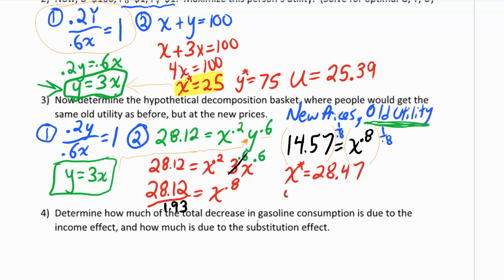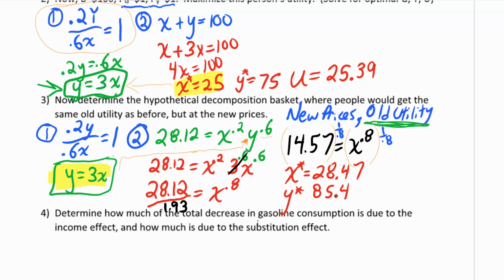How much y is the person going to buy? Well, again, this equation over here tells us y is 3 times that. So times 3 gives us about 85.4-ish. Since gallons of gas are $1 a piece, they'd buy 28.47 units of X and 85.4 units of Y. Again, they're $1 a piece.